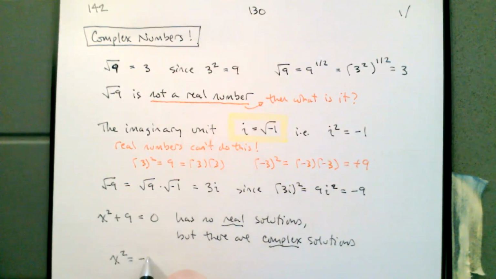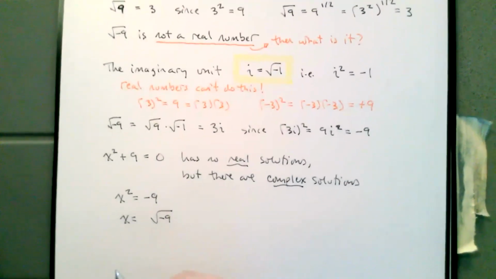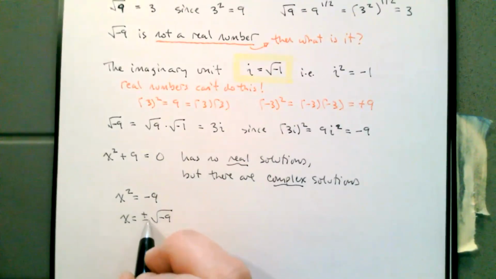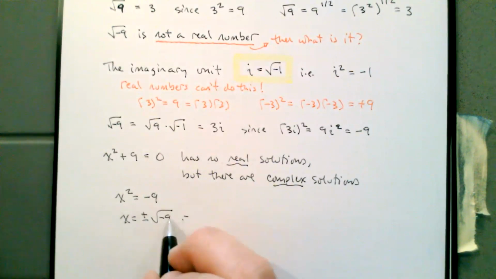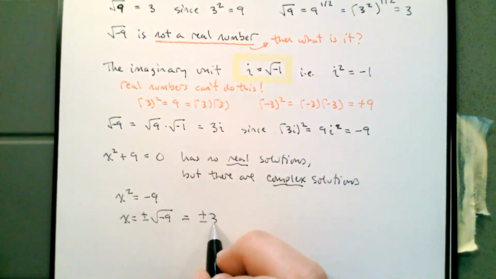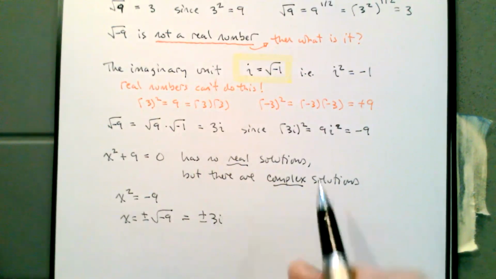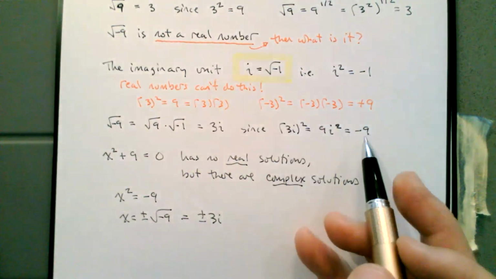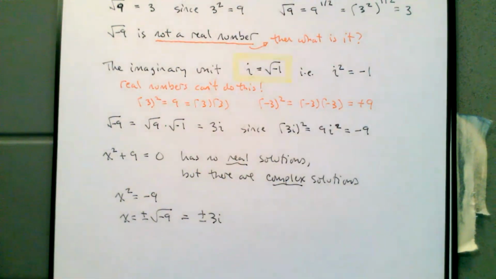So x squared is equal to -9. And so x is equal to the square root of -9. But since we're solving an equation, we want to make sure we get all of them. So plus or minus the square root of -9. And the square root of -9 is 3i. 3i squared is equal to -9. -3i squared is also equal to -9.